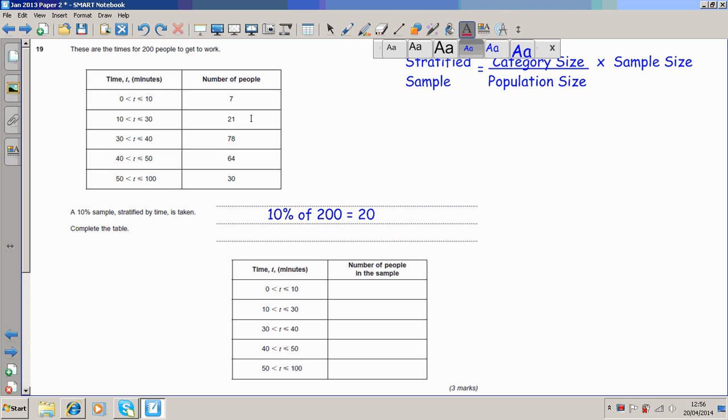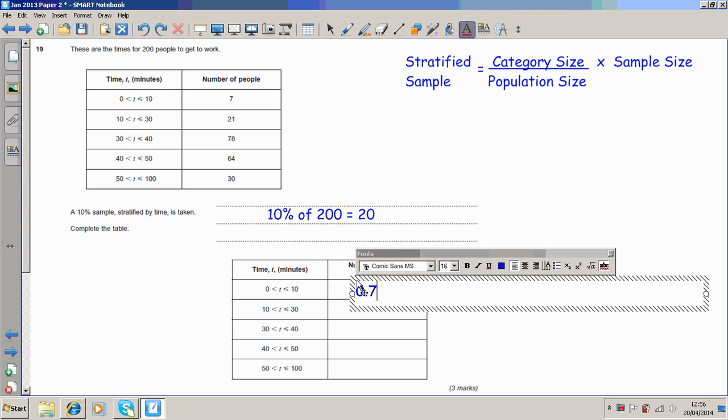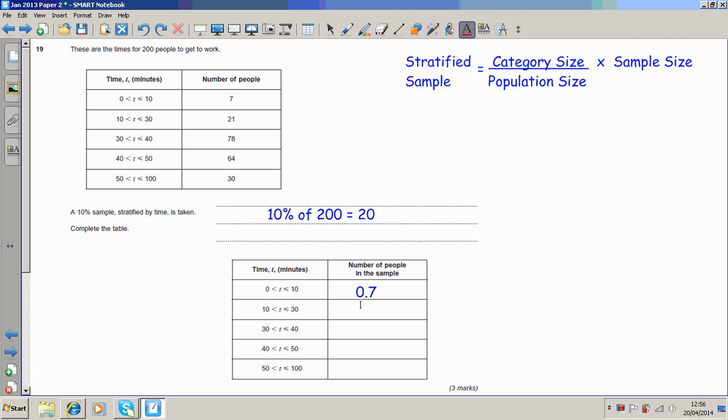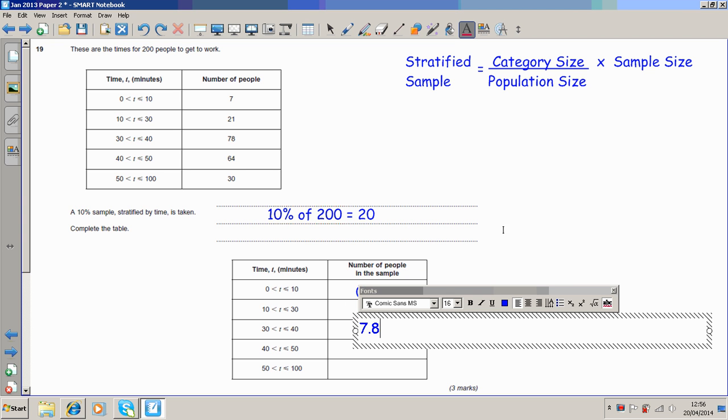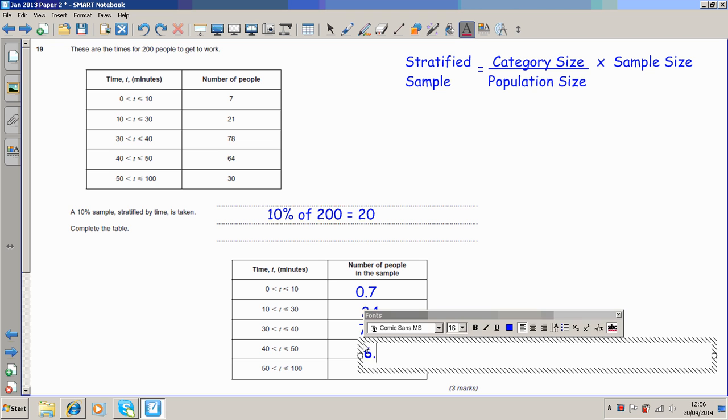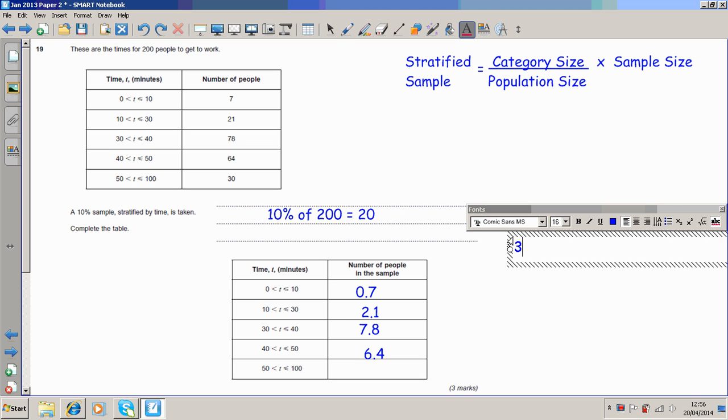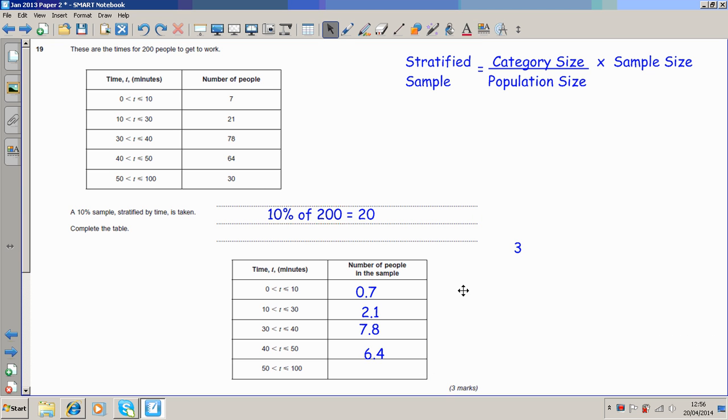So 7 divided by 10 is going to be 0.7. 21 divided by 10, 2.1, 78 divided by 10, 7.8, 64 divided by 10, 6.4, and 30 divided by 10 is going to be 3. So there's my 10% sample.